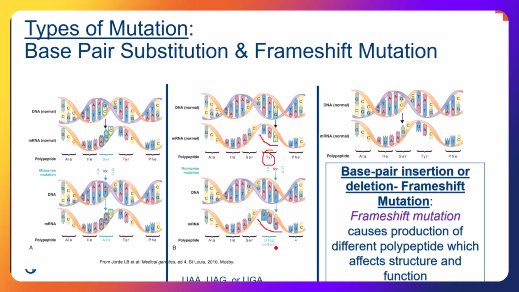UAA doesn't code for any amino acid. UAA, UAG, and UGA, these three groups of codons are called stop codons. If these form together, these form a codon, like we can see here with UAA, it stops the formation of the polypeptide right there.